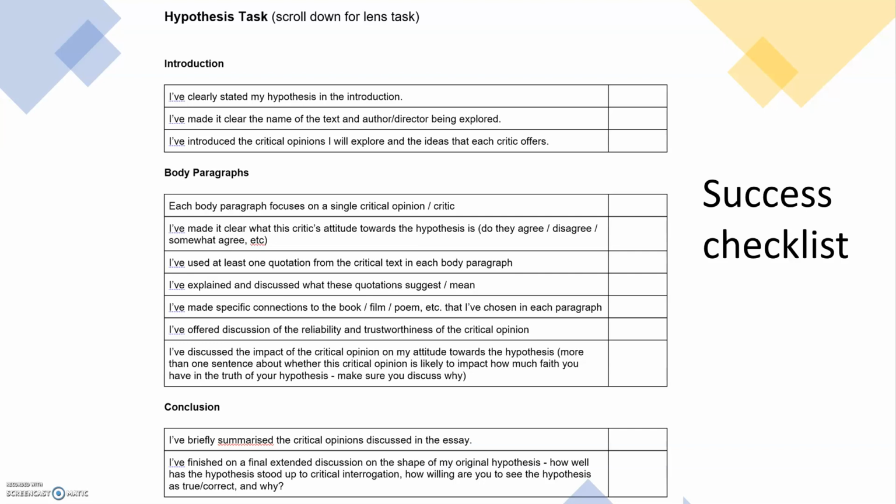So does the critic influence you? Have they influenced your thinking? Have you changed your mind in some sort of way? Have they pushed you in a different direction? And once you've done that, you get to the conclusion.